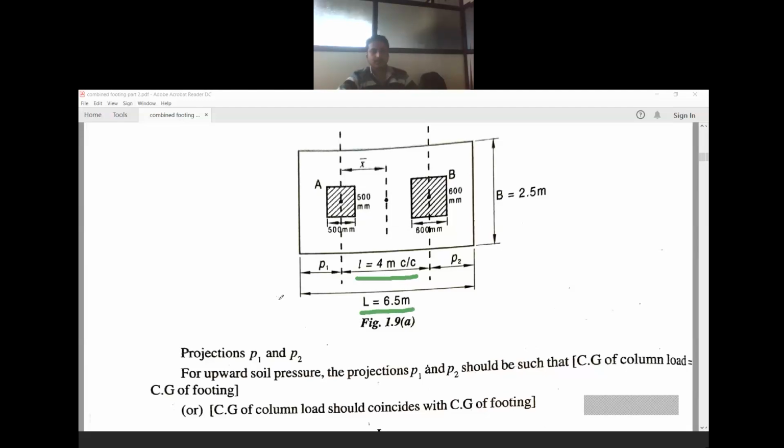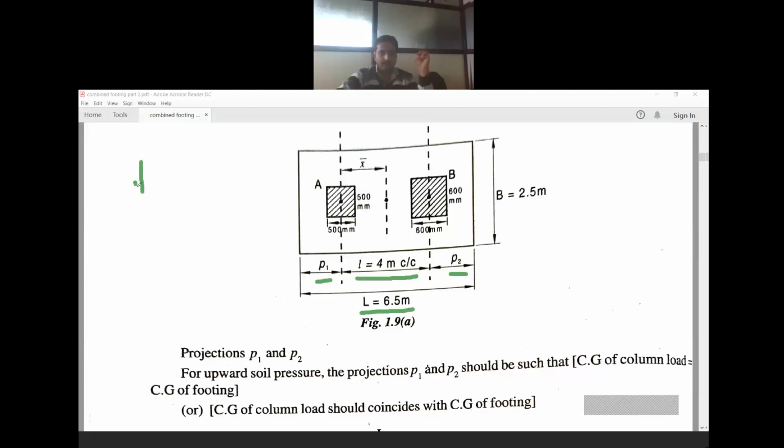So what we need to do is calculate the projection length. See here, projection length P1 and projection length P2. So how to calculate this projection length is the main question. One concept we had discussed while solving the first example. If you don't remember, I shall briefly tell you right now.